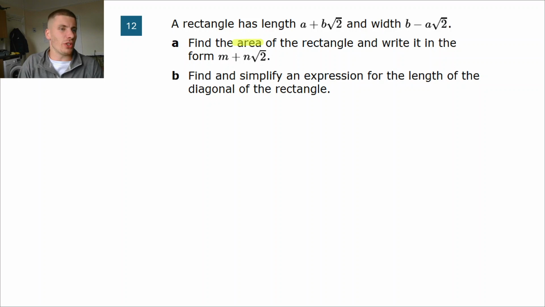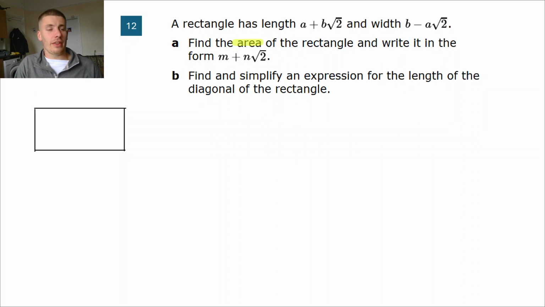I always think it's good to draw a bit of a diagram. Hopefully we know that the area is going to be the length times your width, but always good to draw things out. So we've got some sort of width and some sort of length going on here. Then we know that the length of the rectangle is a plus b root 2, with the width of it equal to b take away a root 2. To find the area, the space inside the middle, you just times your length with your width.